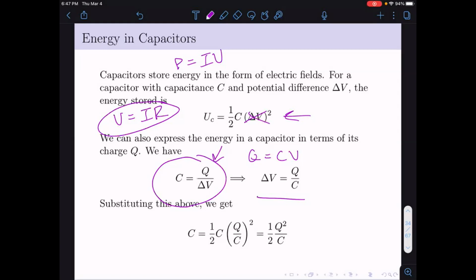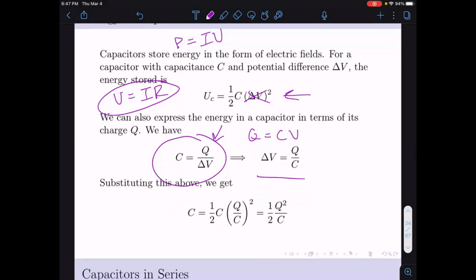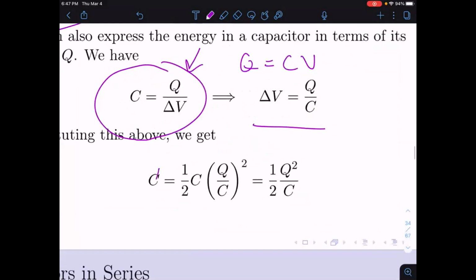All right, I see a question here. The bottom equation, shouldn't it be U equals 1/2 C? Yep, yes, it should be, right there. U equals 1/2 Q squared over C. Thank you, I appreciate that. Very good point there, cool.